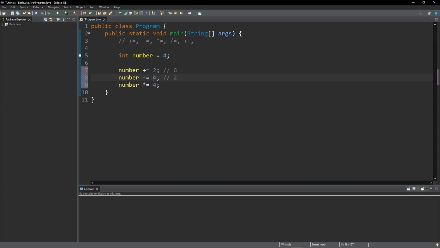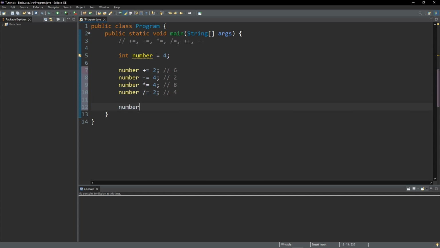So let's change these back. So what is 2 times 4? That is 8. If we say number divided by equals 2, now we're taking 8 and dividing it by 2, and we're setting it to number. So that is 4. We're back where we started, but now you know a little bit more about these arithmetic operators. You might be wondering what these two do now. So let's take a look.